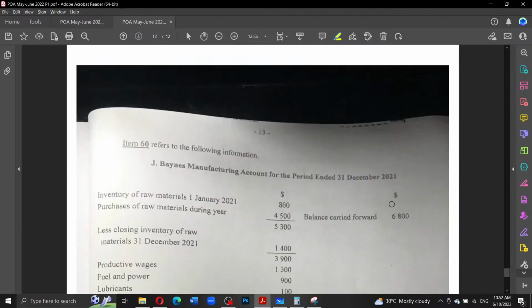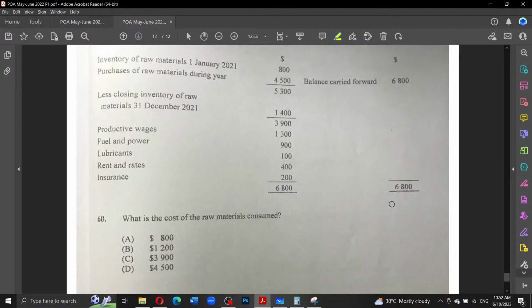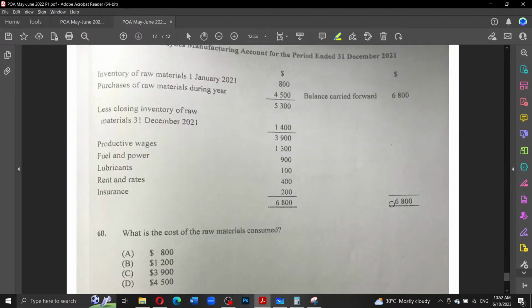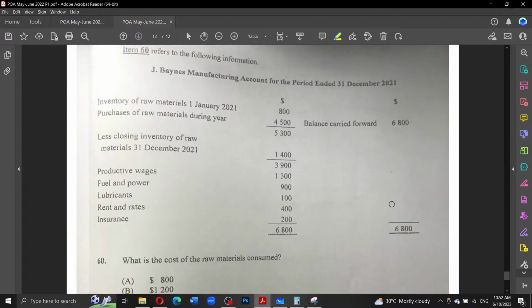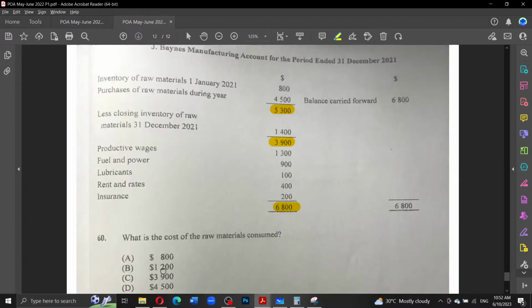And the last item is 60. Alright, so let's go through these figures. What is the cost of raw material consumed? This here is the cost of raw material available for use. This here is the cost of raw material consumed. This here is the production cost. The rest of them have the headings. Opening balances, I don't think we are doing this, but let's carry on. Cost of raw material consumed is going to be 3,900. Remember, this 53 is the amount available for use, this is the amount actually used, and this here is the cost of production. So the answer is 3,900.